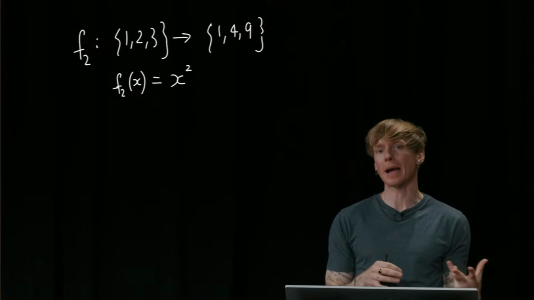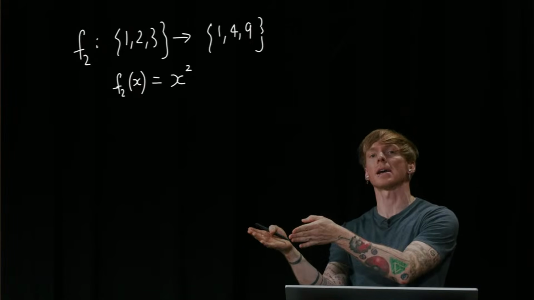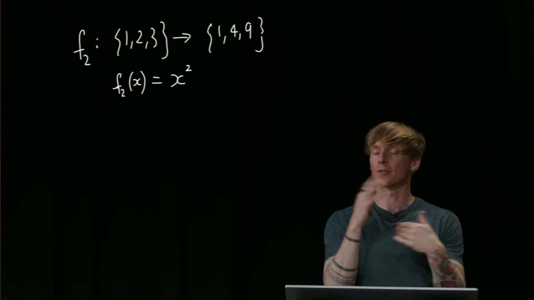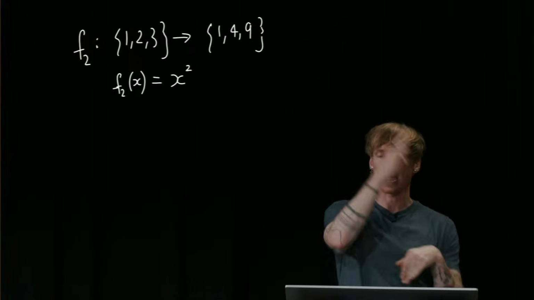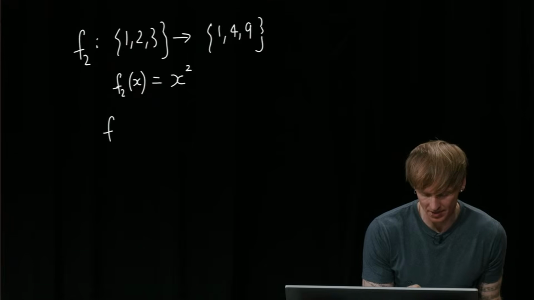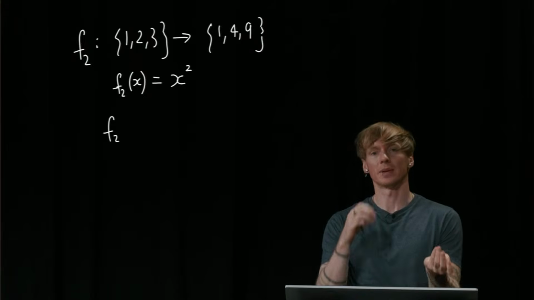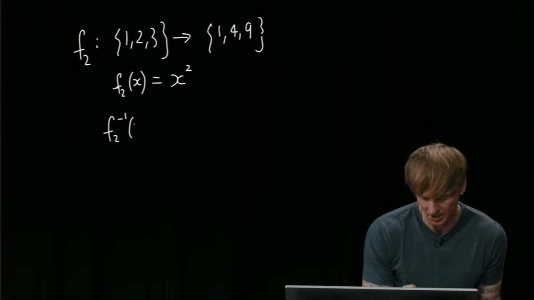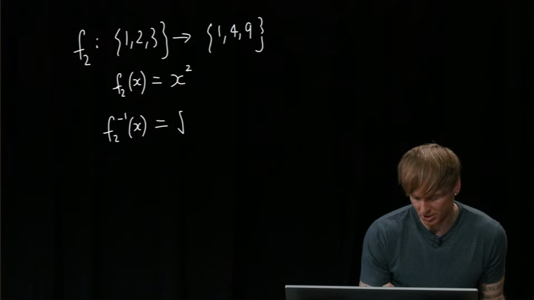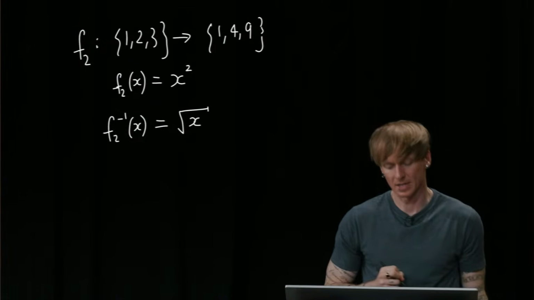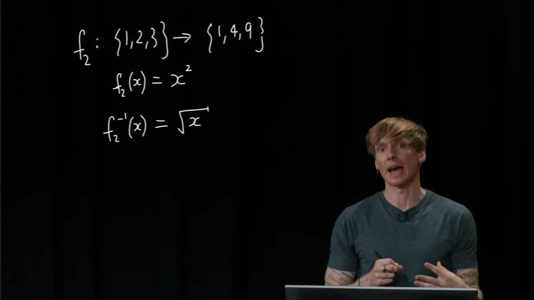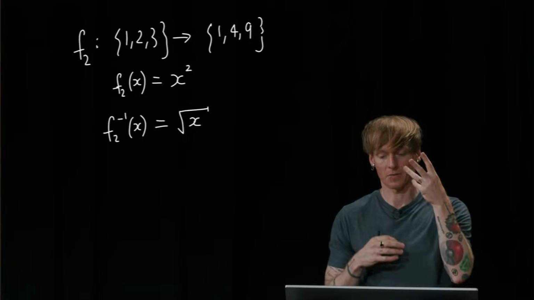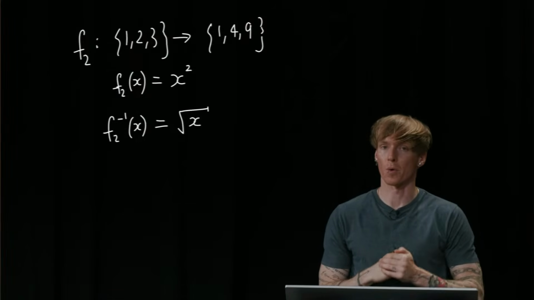Now we think about how we can go backwards. If we are now at 9, how do we get back to the value it came from? 9 came from 3, so how do we go from 9 back to 3? Well, the inverse is going to be the square root. It's the inverse operation of squaring. So f2 inverse applied to x is the square root of x. And we can just check it makes sense with the others. If we have 4 and take its square root, we get 2. And if we have 1 and take the square root, we get 1.